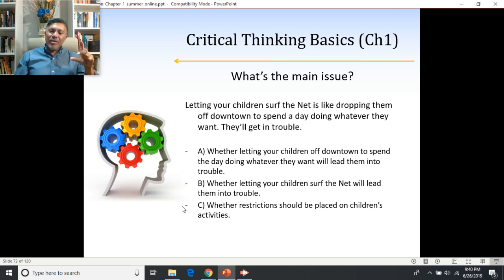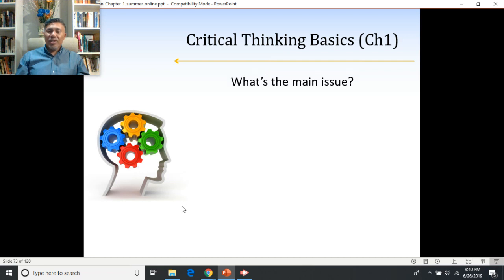Okay, now you may jump immediately to C because it sounds like you're talking about restricting a child's use of the internet, but that's not explicit here. What's more explicit is this idea that letting your child surf the net will lead them into trouble, right? So the question that this passage is really addressing is whether or not letting your children surf the net will lead them into trouble. That's the question that's being answered here. Let's take a look at another example.